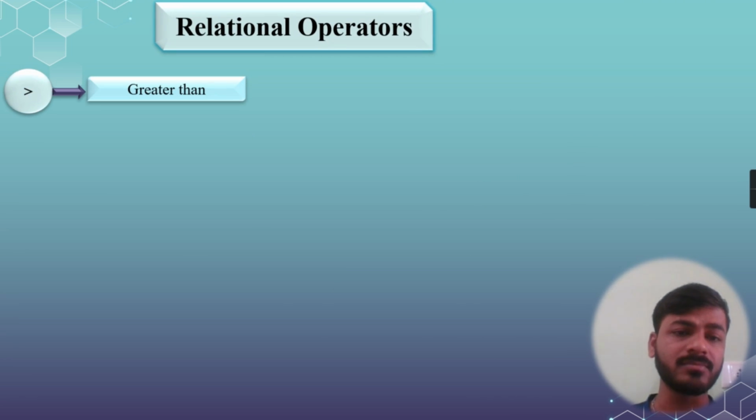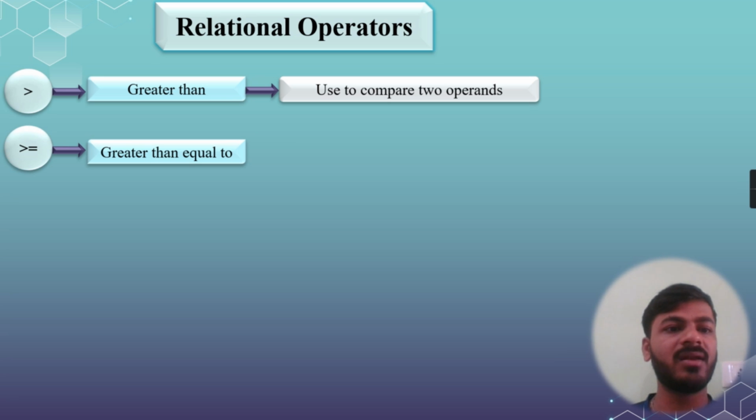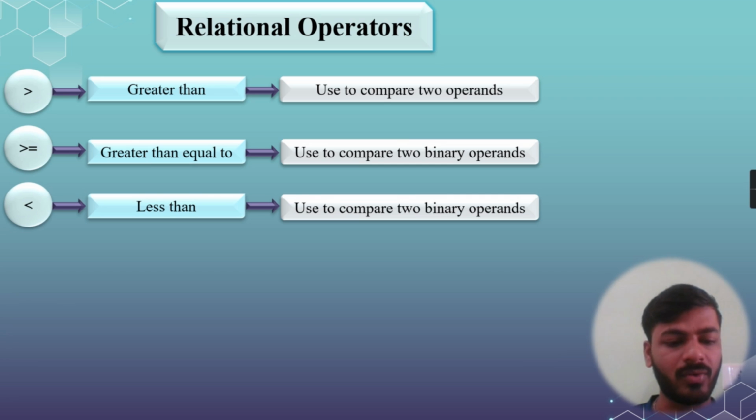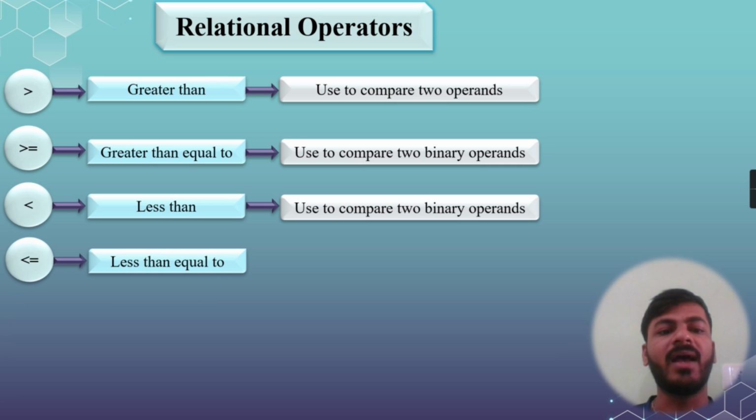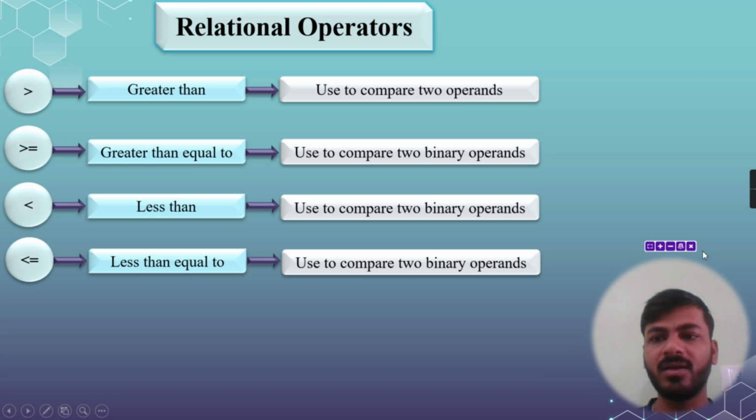Okay. Similarly, we are having relational operators in Verilog, that is greater than, which means it will compare operand values whether operand 1 is greater than operand 2 or not. Similarly, with greater than equal to, it will check whether operand 1 value is greater than or equal to operand 2 value or not. Okay, then we are having less than, which will check whether operand 1 value is less than operand 2 value or not, and less than equal to will check operand 1 value is less than or equal to operand 2 value or not. Okay, now we'll jump to implement all these operators in the Verilog design.